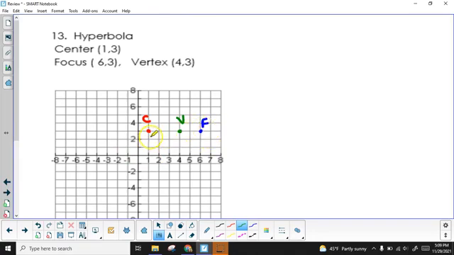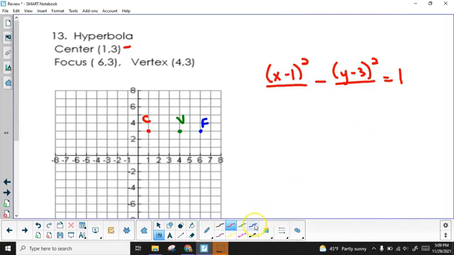And so we can go ahead and set up our equation since we know that the center is at (1, 3). Since this opens horizontally, left and right, our x needs to come first. So we'll have an (x minus 1) squared over something. Minus, that has to be a minus. If it's not a minus, then that's the equation for an ellipse. (y minus 3) squared over something equals 1.